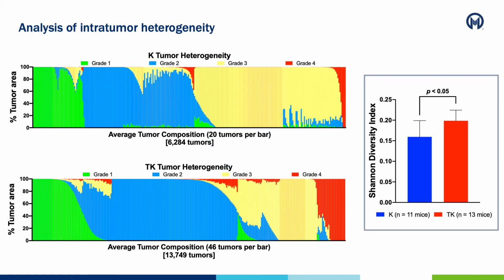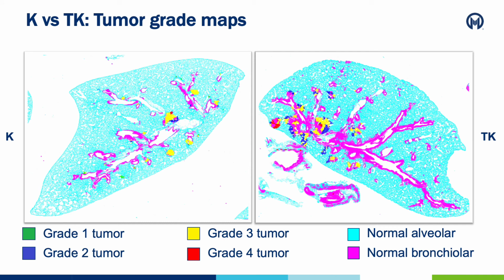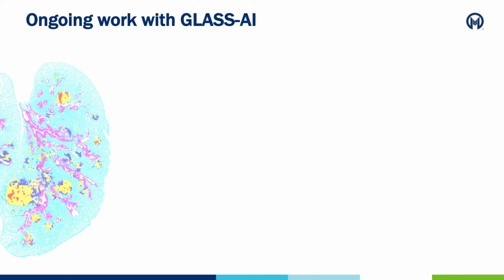We can also use the area of each grade within a tumor to calculate the Shannon diversity index as an estimate of intratumor heterogeneity. From this, we find that the tumors of TK mice tend to have a higher degree of intratumor heterogeneity than K mice. This is also appreciable when looking at the tumor grading maps that our pipeline produces. This tool is still a work in progress, however, I hope it's able to provide a strong case for its utility, even in its current form.